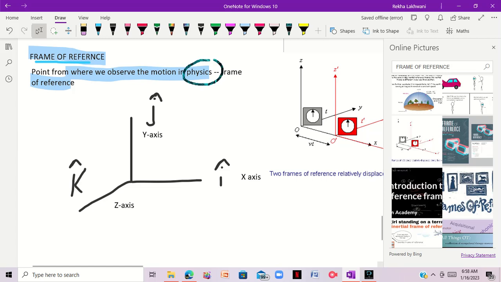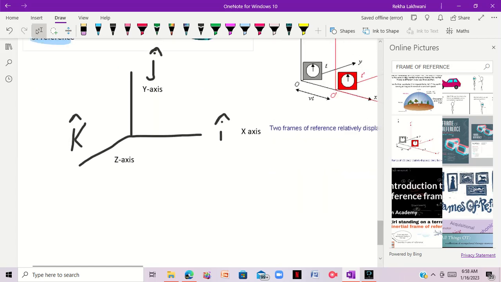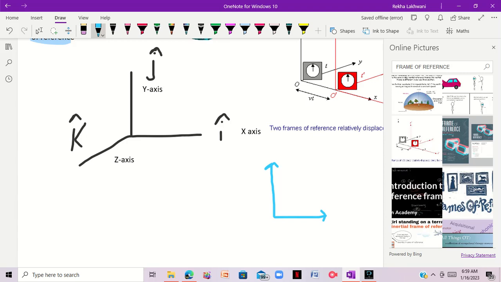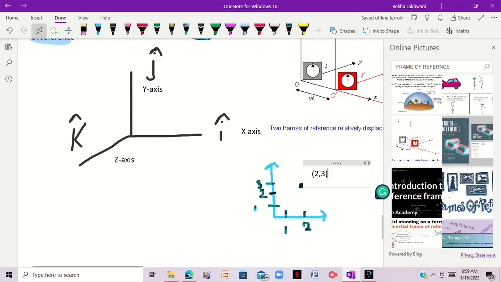So for example, let me draw another vector. Consider this is a vector. I don't think I have to write i cap, j cap again; you are very familiar with this. Here this is point 1, this is point 2 on the x-axis, and on the y-axis this is 1, 2, and 3. Now we have to tell the position. First we put the x-axis value, which is 2, then comma 3, because on the y-axis it is 3. So we have written the position.